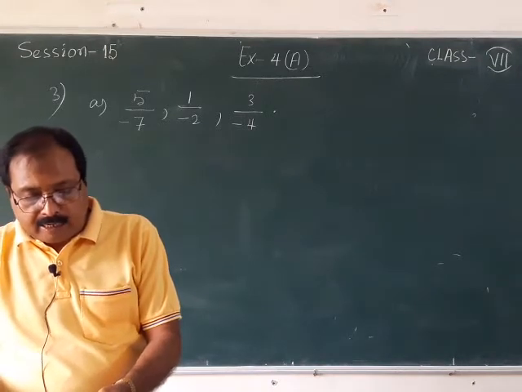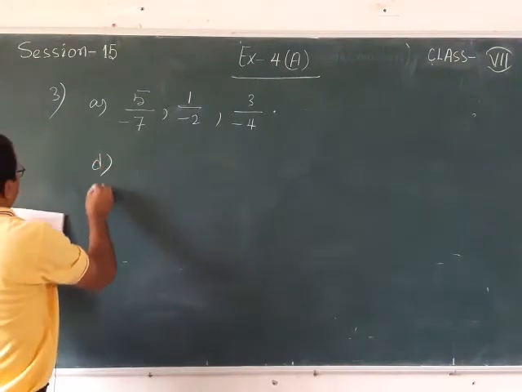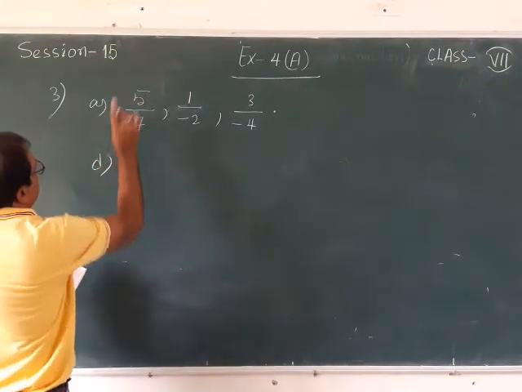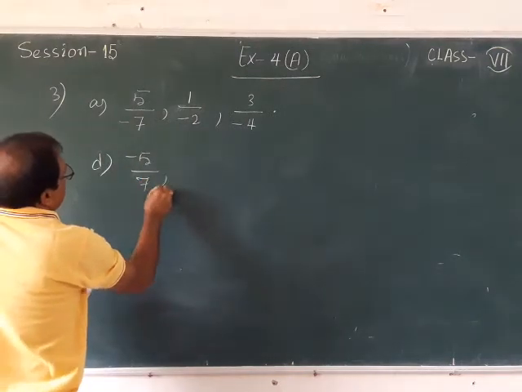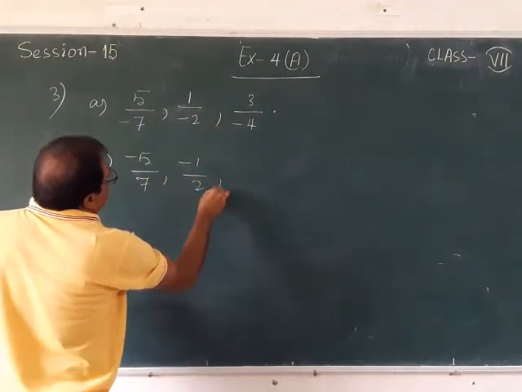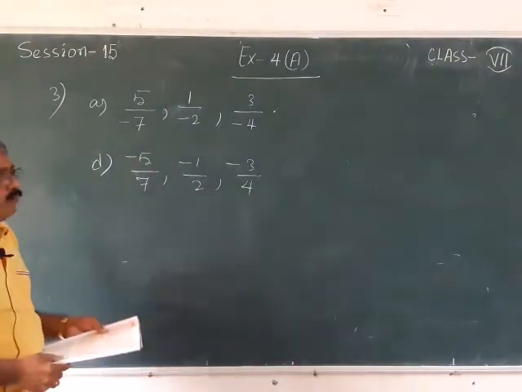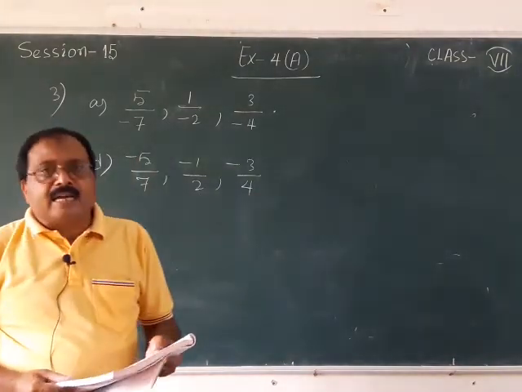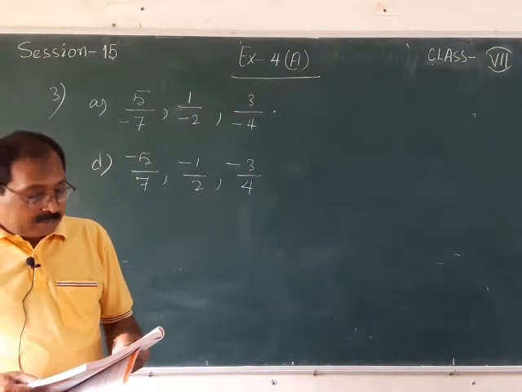Now B number, numerator negative and denominator positive. Numerator negative, I can write minus 5 upon 7. I can write minus 1 upon 2. I can write minus 3 upon 4. You can see here what is done. It is done that the numerator is negative but the denominator is positive.